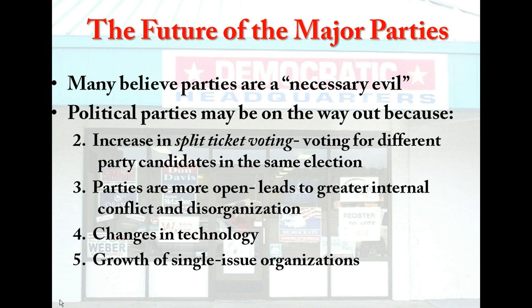The second factor that traces the weakness of the parties is a big increase in split ticket voting, or voting for candidates of different parties for different offices at the same election. Three, various structural changes and reforms that have made the parties more open, but have also led to greater internal conflict and disorganization. These changes range from the introduction of the direct primary in the early 1900s to recent and far-reaching changes in campaign finance laws.